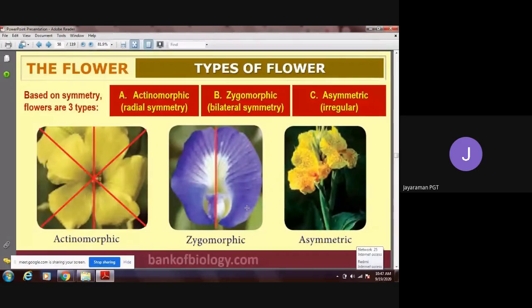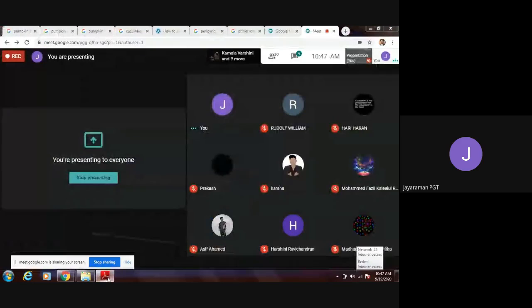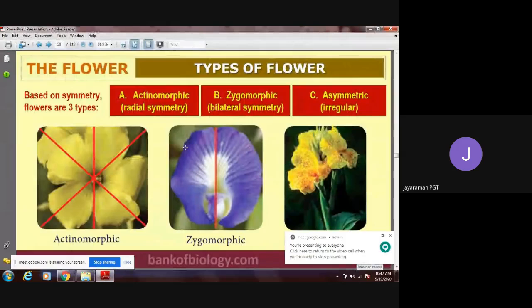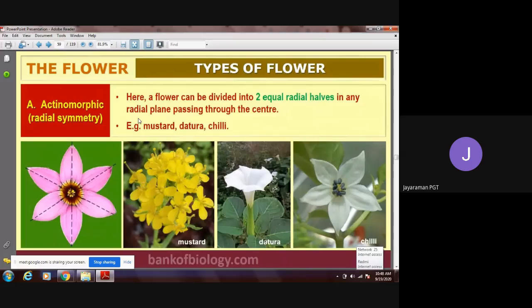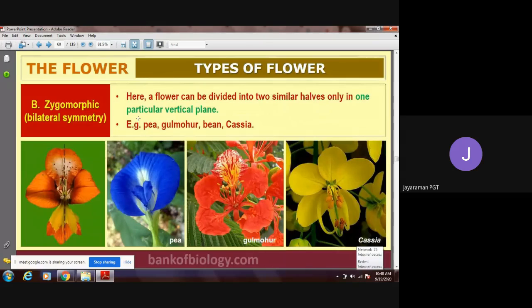Then zygomorphic, actinomorphic, asymmetric. Asymmetric means irregular flower. You cannot get two equal halves from the central axis. If you get two equal halves only by a particular plane, it is known as bilateral or zygomorphic. If you get two equal halves from any plane along the central axis, it is radial or actinomorphic. You should not write radial symmetry, but you have to use the term actinomorphic for flowers. So this is actinomorphic, next is zygomorphic, bilateral, and asymmetric.